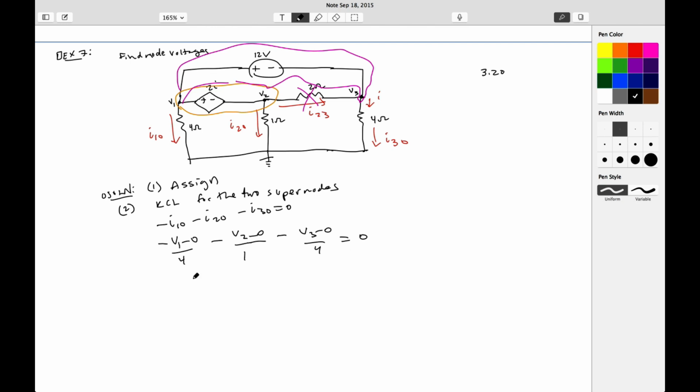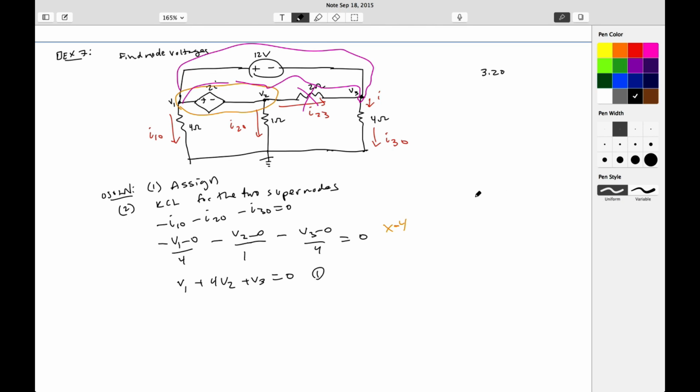So that would give me then, if I multiply through by 4, and actually it's even better to do negative 4 to get rid of that negative sign, I should get V1 plus 4V2 plus V3 equals 0. And let's call that equation 1.